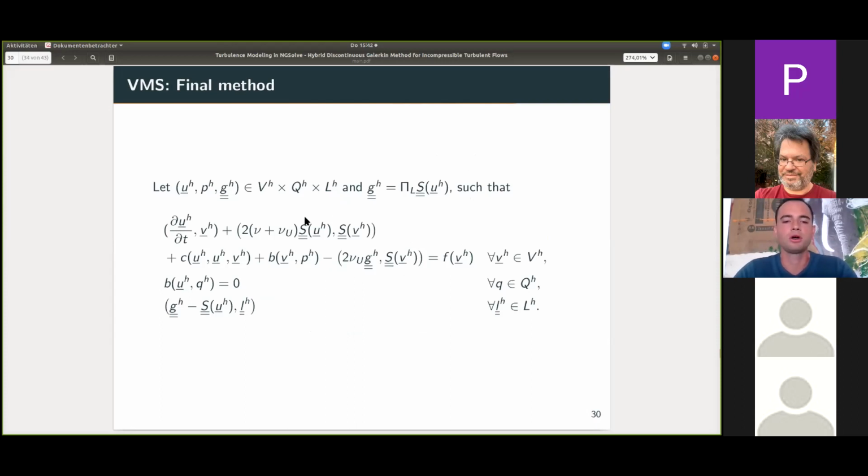Since we just want to have the influence of the unresolved scales on the smaller scales, which is then declared by this unresolved eddy viscosity. And here we also have a new constraint for the projection.